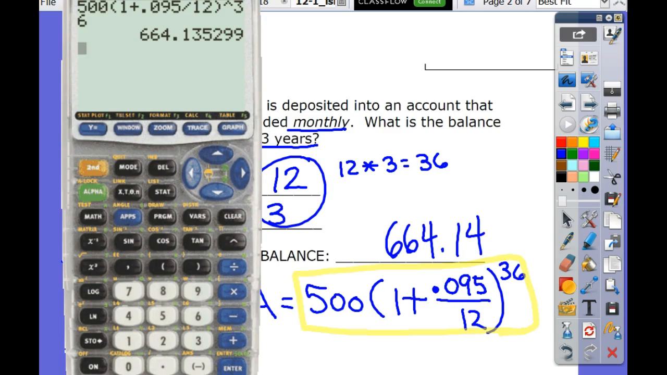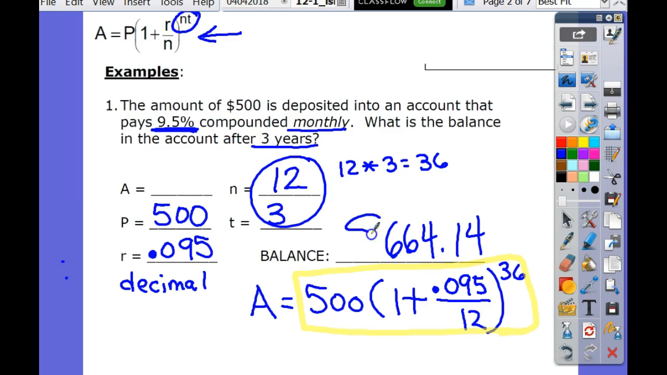And so also, this is money, so it should have a dollar sign. And even though we say $664, the sign goes in front of the numbers, not at the back. And so this is the correct way to write your answer.